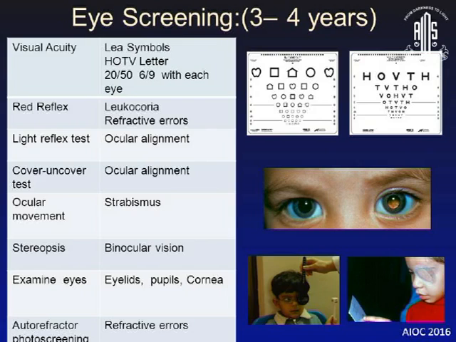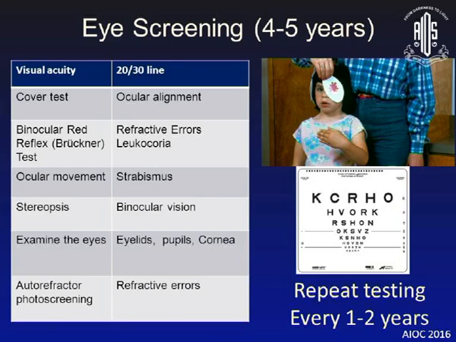For eye screening from the age of 3 to 4, here we can detect the visual acuity, and at the same time we can detect the binocular single vision by simple tests, the red and green test, and also by stereopsis. From the age of 4 to 5 years, the child will be more cooperative, and visual acuity will be very, very important at this age, and we should repeat this test every 1 to 2 years.